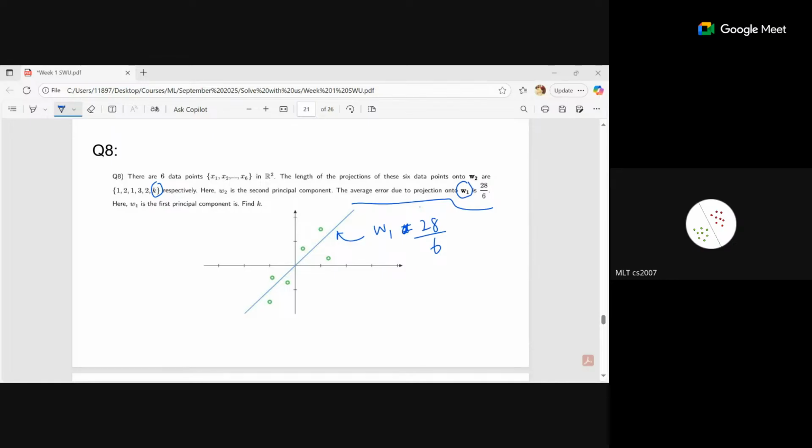Okay, so all of you are getting the answer as 3, which is again correct. So let's go to the solution.